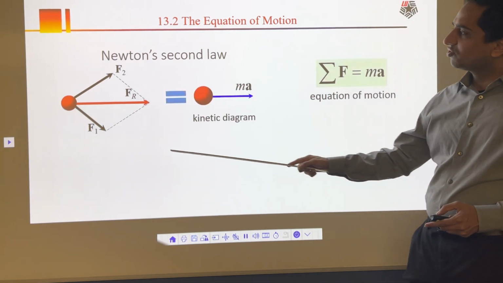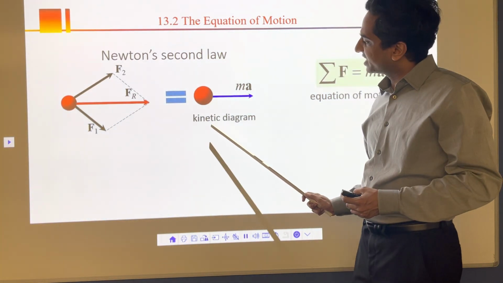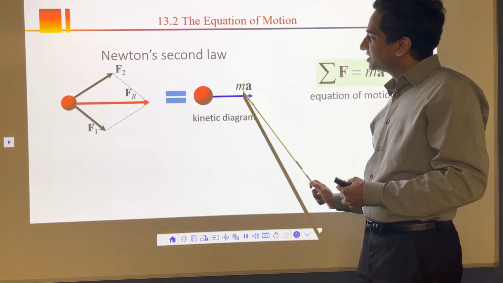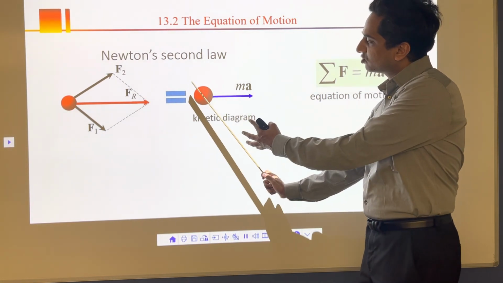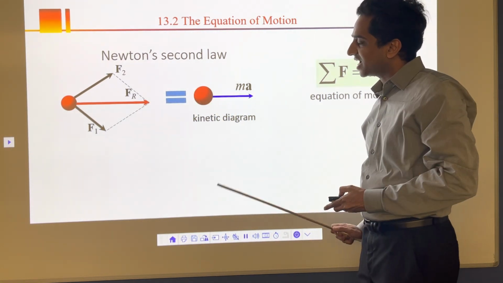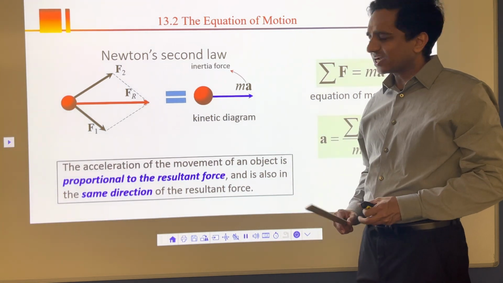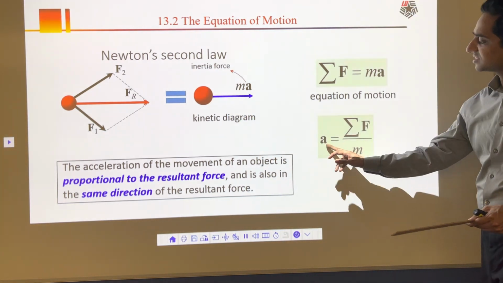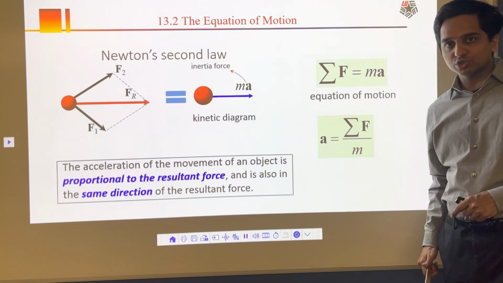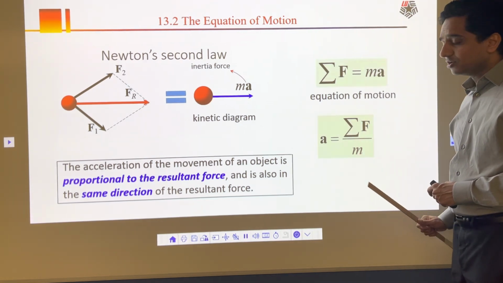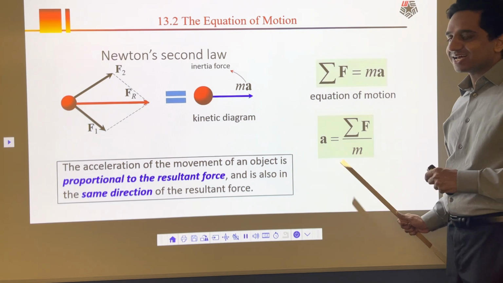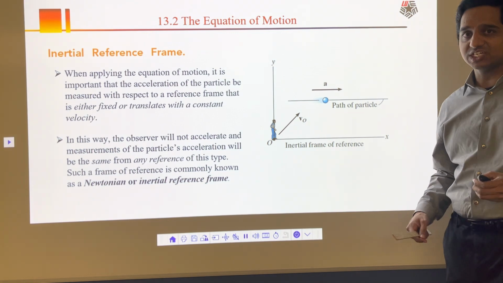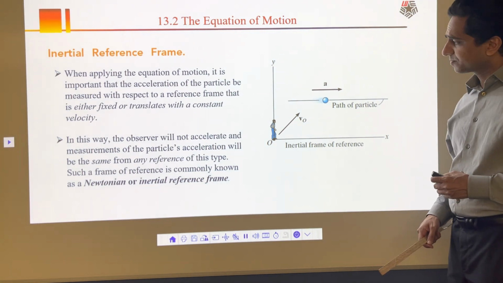Here, that's your free body diagram. If I want to draw a kinetic diagram, something that represents motion, it will look something like this. ma is the acceleration in this direction. Force is a vector, acceleration is a vector, so I'm going to have acceleration in this direction, and that's your kinetic diagram. That's pretty much Newton's second law. Here, acceleration is proportional to the force and inversely proportional to the mass. The mass acts as inertia, or total resistance to that acceleration. That's Newton's second law, which is the foundation of kinetics, or dynamics overall.